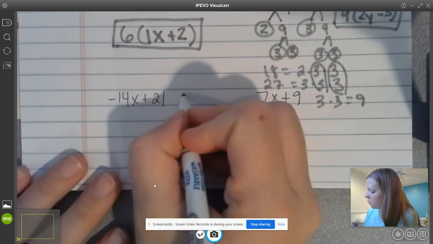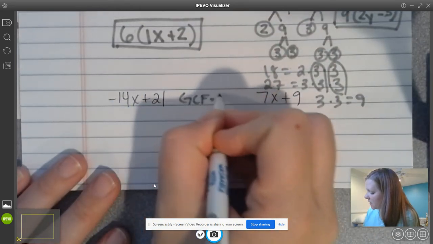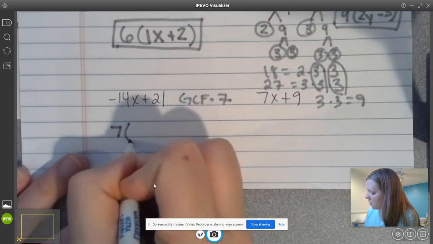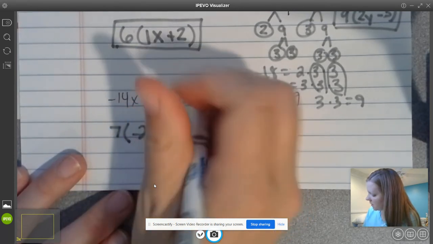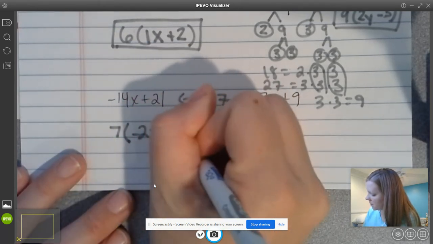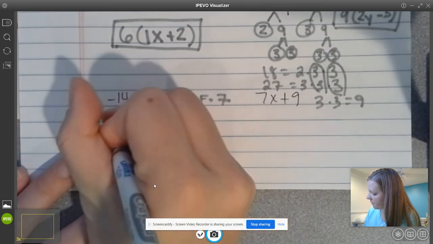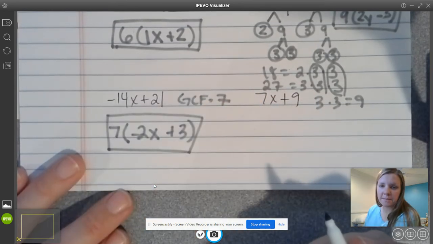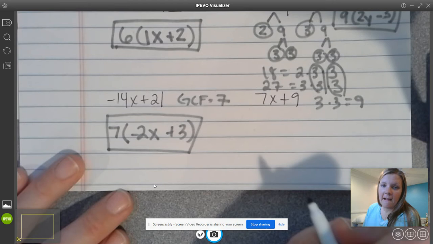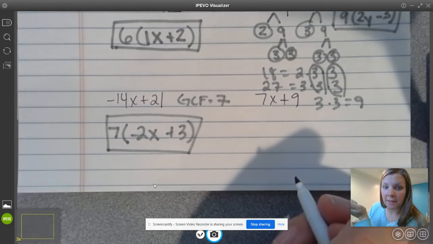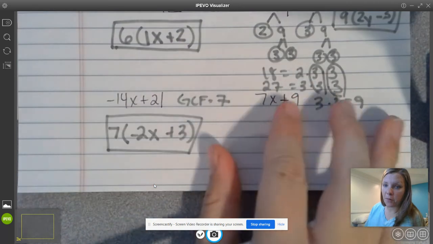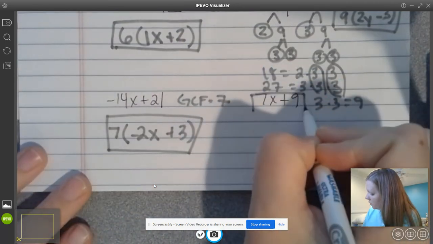For 14 and 21, the greatest common factor is 7. So then I divide. 14 divided by 7 is negative 2x. 21 divided by 7 is 3. And that's my factored expression. So again, you find the greatest common factor, you steal it by dividing, and then you just make sure it's in the proper form.